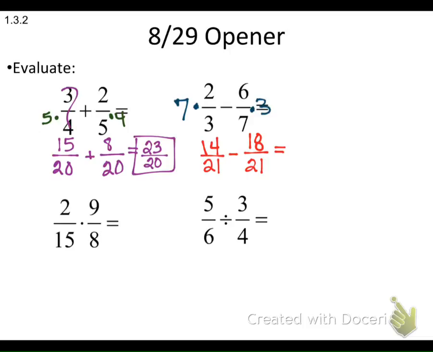A solid number. We're just making up terms now. 14 minus 18. If I have $14, can I give you 18? Negative. Yeah, no. So it's going to be a negative answer. So what's 14 minus 18?